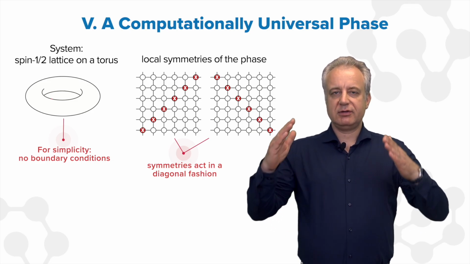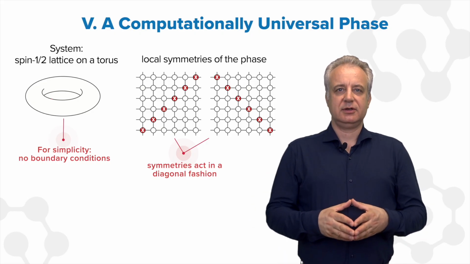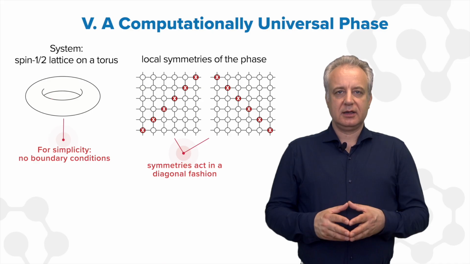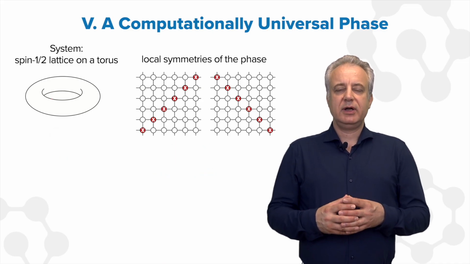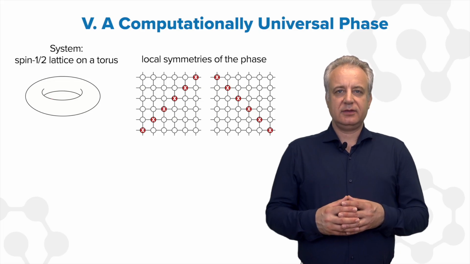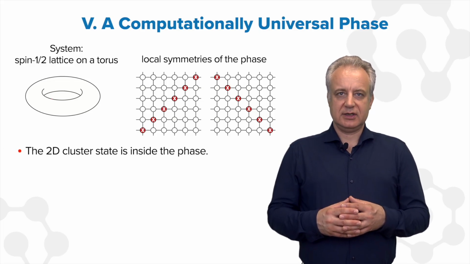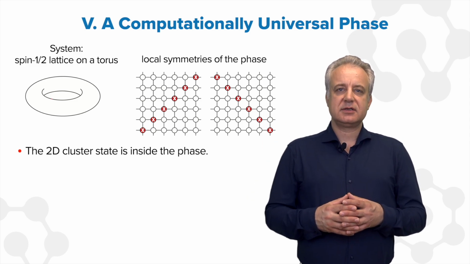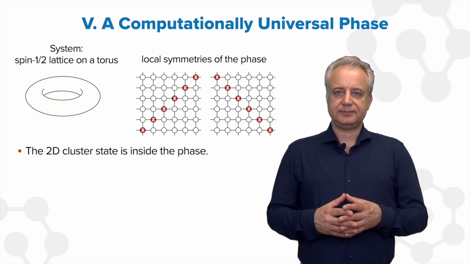So these are 2 generators, and all the translates of these generators are also generators. This is how you get the symmetry group. So that is how the symmetry acts. And we observe that the 2-dimensional cluster state exactly has this symmetry. So there is a phase under that symmetry that the 2D cluster state is part of, and this is the phase that we are considering.